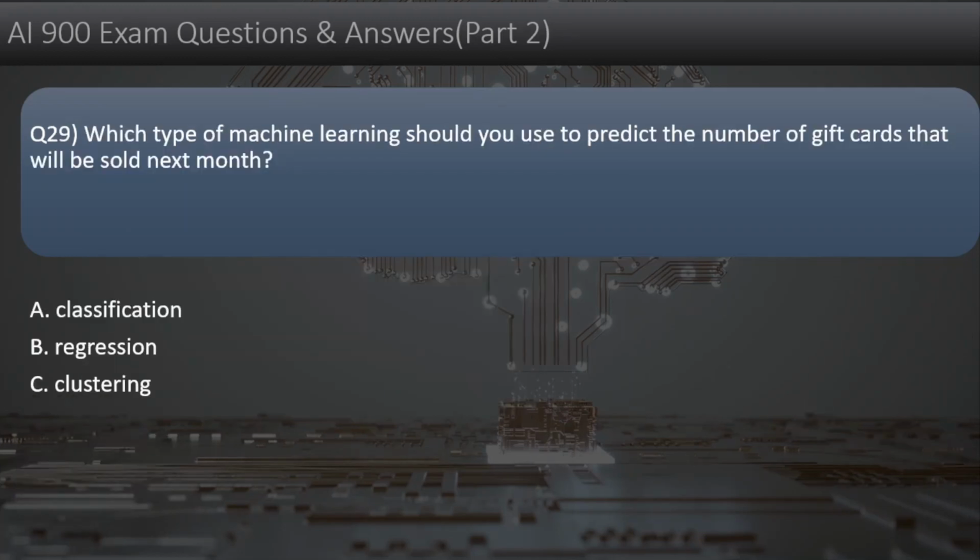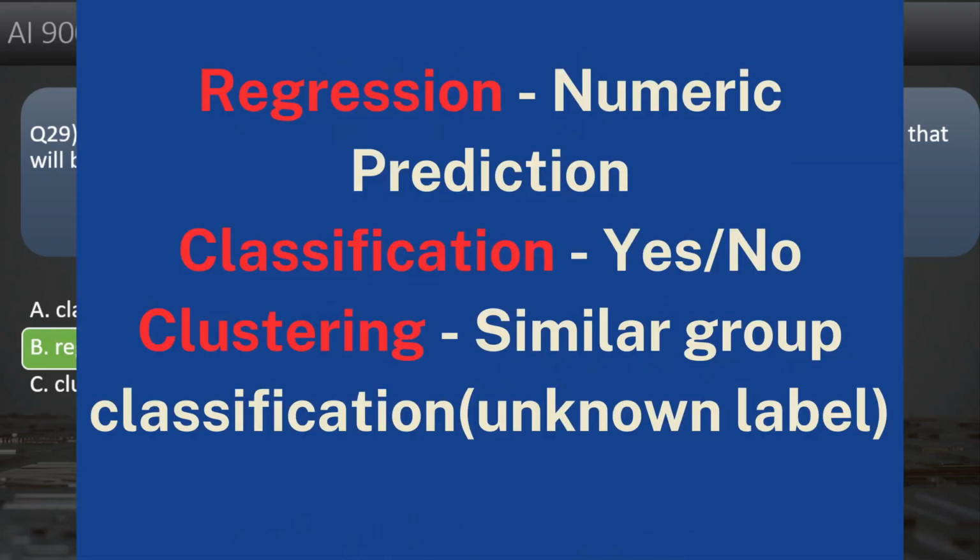Question 29. Which type of machine learning should you use to predict the number of gift cards that will be sold next month? Option A. Classification, option B. Regression, option C. Clustering. The correct answer is option B, Regression.